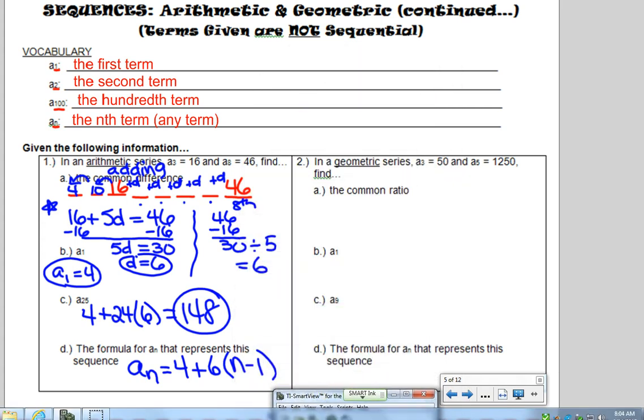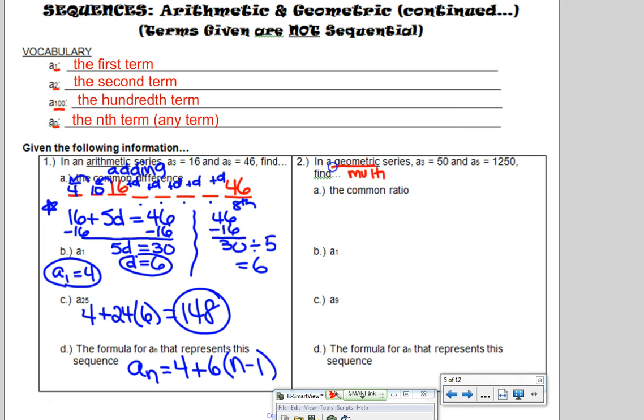All right, our next problem is our geometric. So this means that we are multiplying the same number each and every time. So we have A3 is 50, and then we have A5 is 1,250. Again, I can either guess what we're multiplying and try to do it that way, or I can set up something to help me. So I'm going to do it that way.